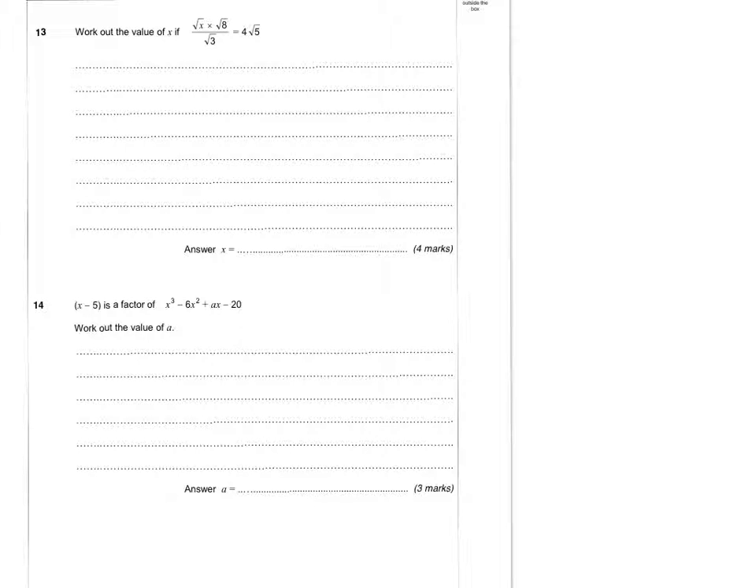Question 13. Work out the value of x if root x times root 8 divided by root 3 is equal to 4 root 5. Okay, first of all get rid of the fraction, so times by root 3 both sides. That gives me root 8 root x is equal to 4 root 15.